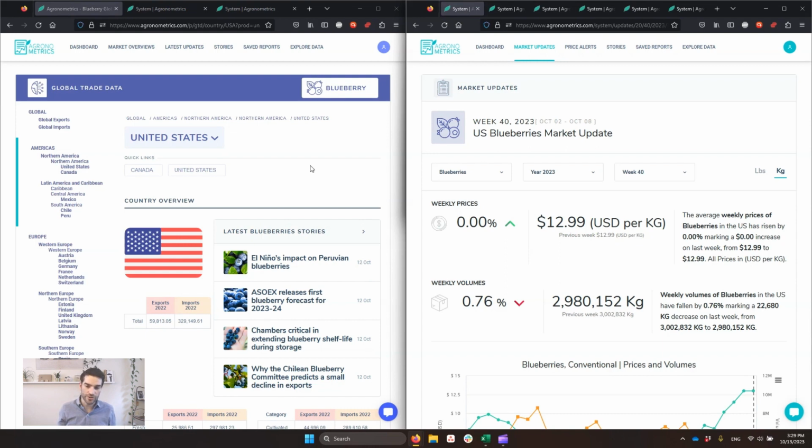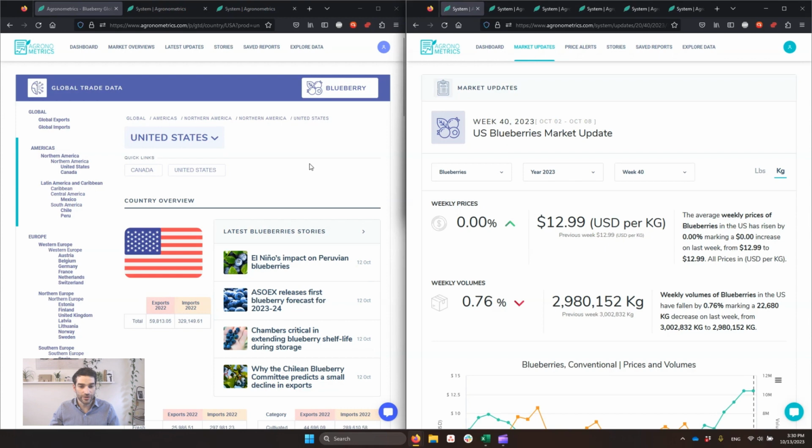USDA Market News publishes volumes and pricing, which we make available through Agronometrics as well. Many people know us for that. And then we're in the process of rolling out the global trade data, which collects import and export data from all around the world, including the United States. So in this case, what we're going to look at is the import and export data through the global trade data system and how that compares to the USDA data that we traditionally work with.